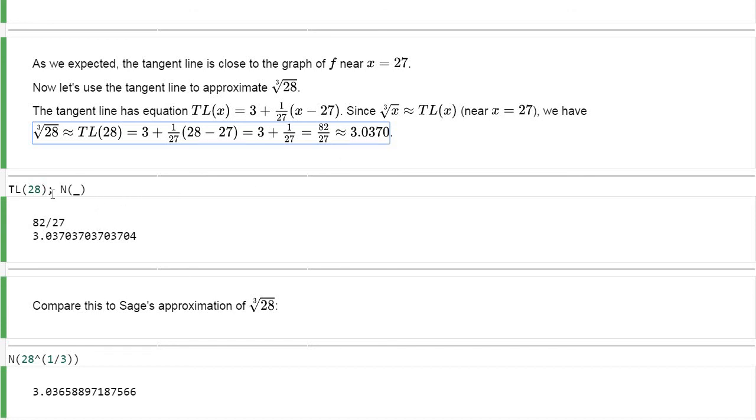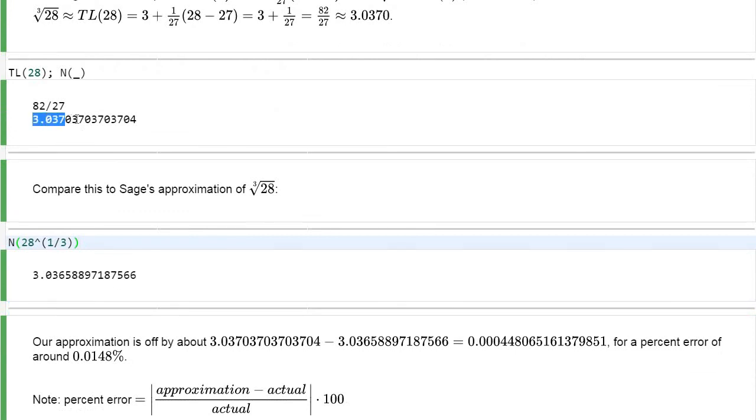Okay, so here are the calculations in Sage, if you want Sage to do it for you. Here is Sage's numerical approximation of the cube root of 28. I just calculated the cube root of 28 and converted to a decimal. So compare these two. This is our tangent line approximation, 3.037037 repeating. And here's the actual value, at least to this number of decimal places, 3.03658 and so on. If you round to the third decimal place, this would round up to 0.037. So these two agree to 3 decimal places.